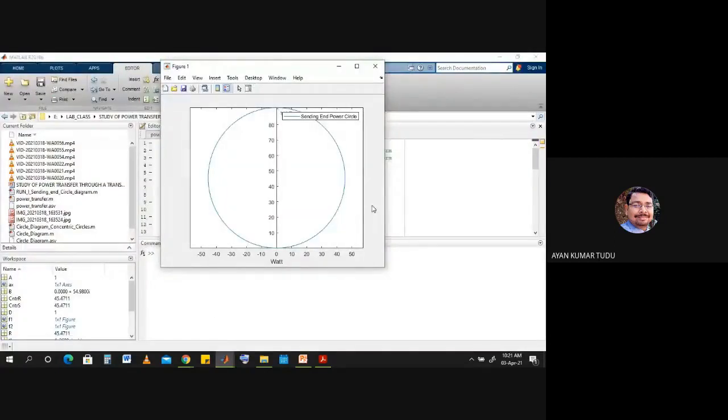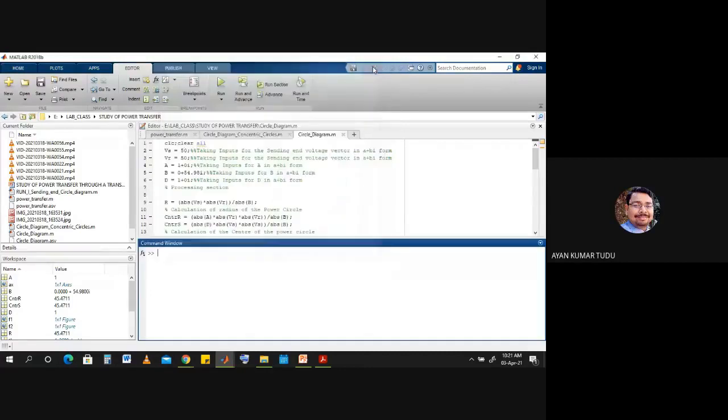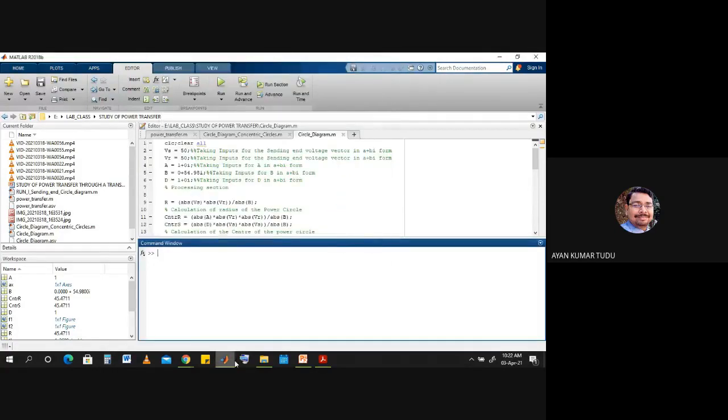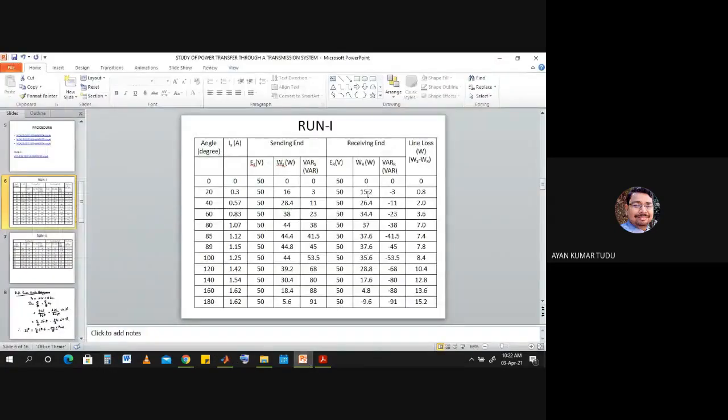Here, is it okay? Can you see it? Yes, sir. This is the sending end power circle diagram. And let me show figure 2. This is the receiving end power circle diagram. Here is the watt, and here is the abscissa of var S. These are the values that we are getting, and what can we infer from here?